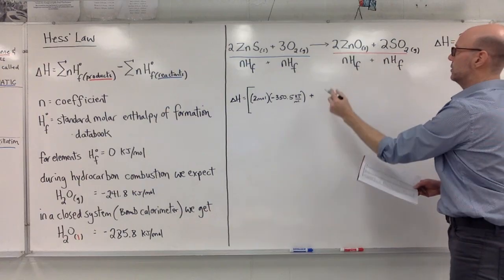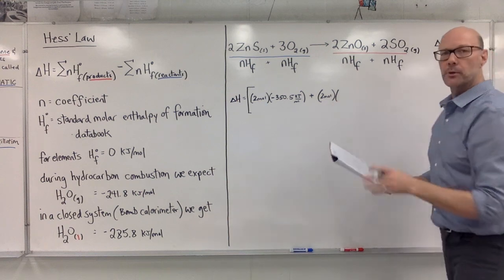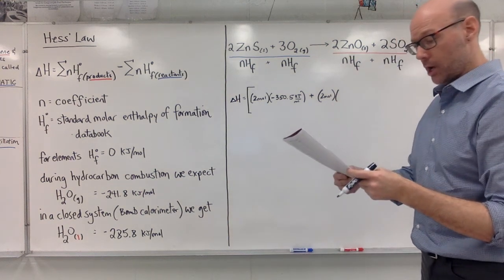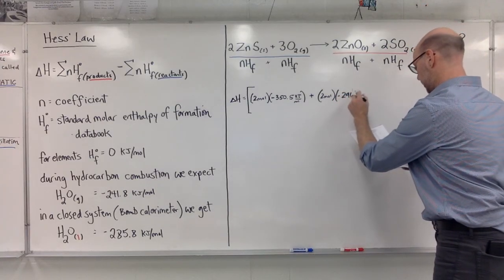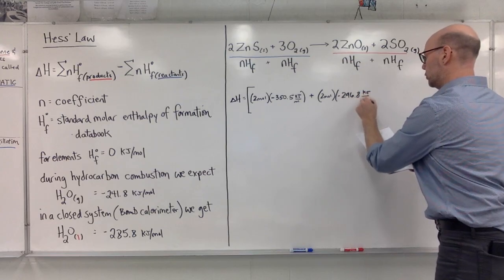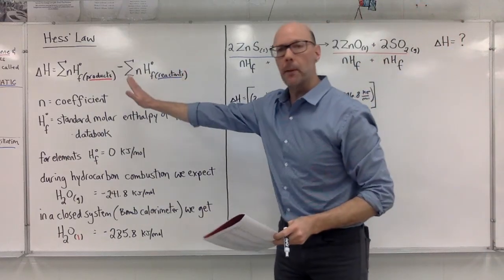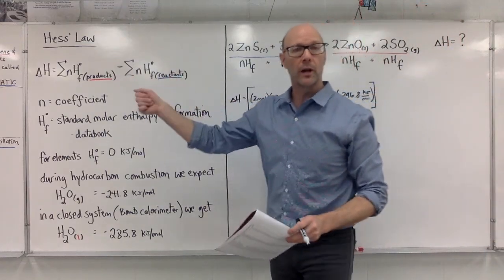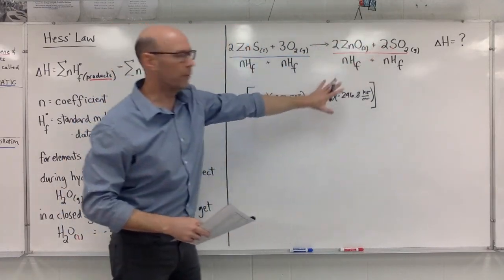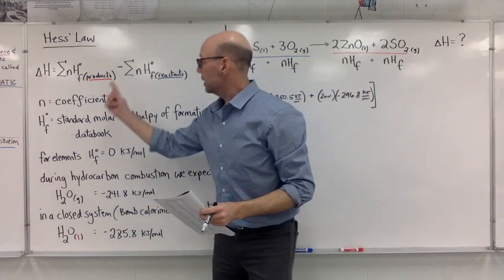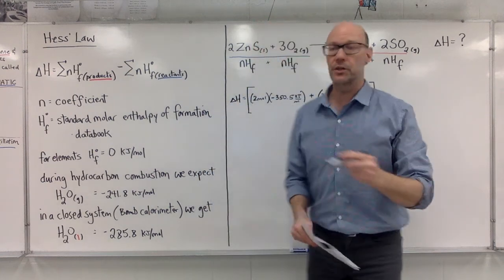Plus, this sulfur dioxide is also balanced with the 2. And now I'm going to look up SO2, sulfur dioxide. Sulfur dioxide, negative 296.8 kilojoules per mole. That's the sum of the moles times the molar enthalpy of formation of the products. The zinc oxide, the sulfur dioxide. Then there's this big subtraction in the middle right there.